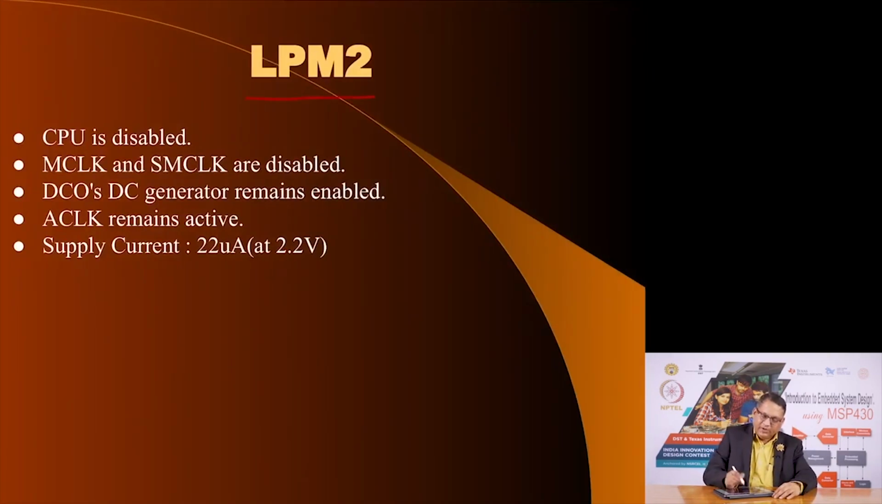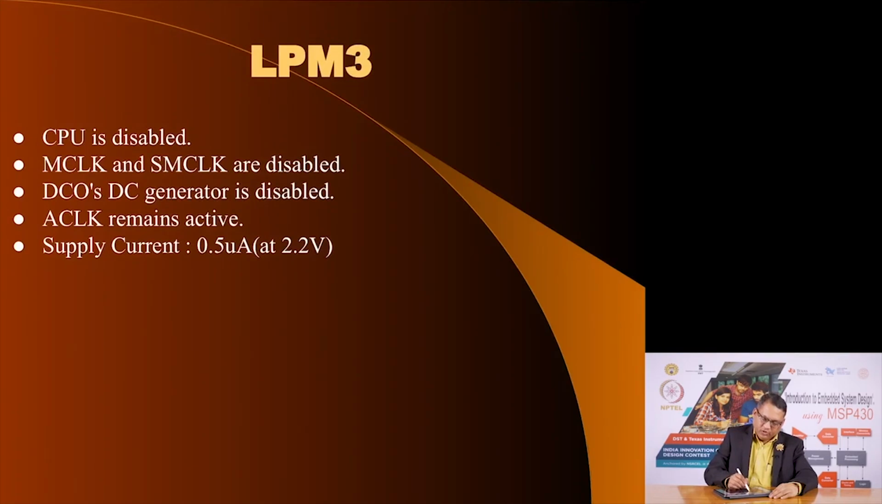Then you can go to LPM2, in which the CPU is disabled. Now MCLK and SMCLK both are disabled. The DCO can be on, and the DCO's DC generator remains enabled, because the DC generator biases the digitally controlled oscillator. If the bias is on, the DCO can be turned on quickly. ACLK remains active and the supply current drops to about 22 microamperes.